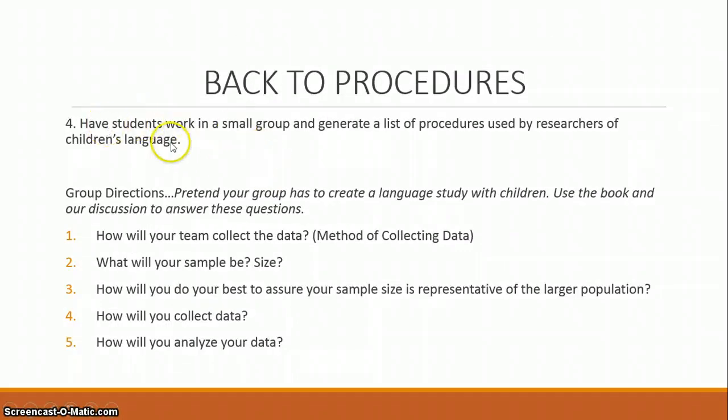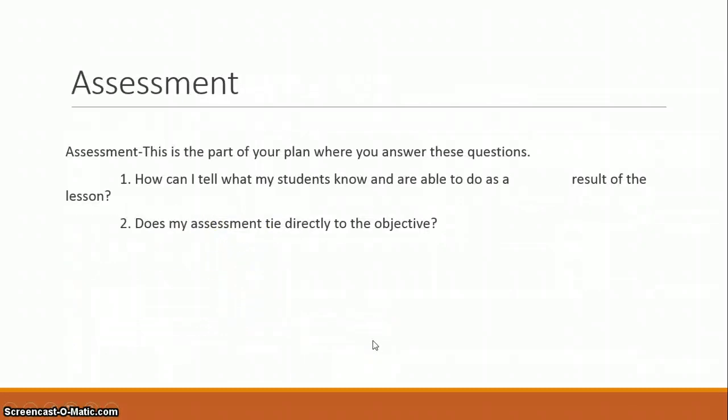What I would do, again, pretend we're back in the room together. I would have you work in a small group and generate a list of procedures used by researchers of children's language. You would do that by using the slides that I just showed you and your book, or whatever other resources you have, the computer, whatever. And I would give you these 5 questions, and basically it just summarizes exactly what we went over. That's what your team would do. You would work in a team of 3 or 4 and come up with the answers to these questions, which again we just went over.